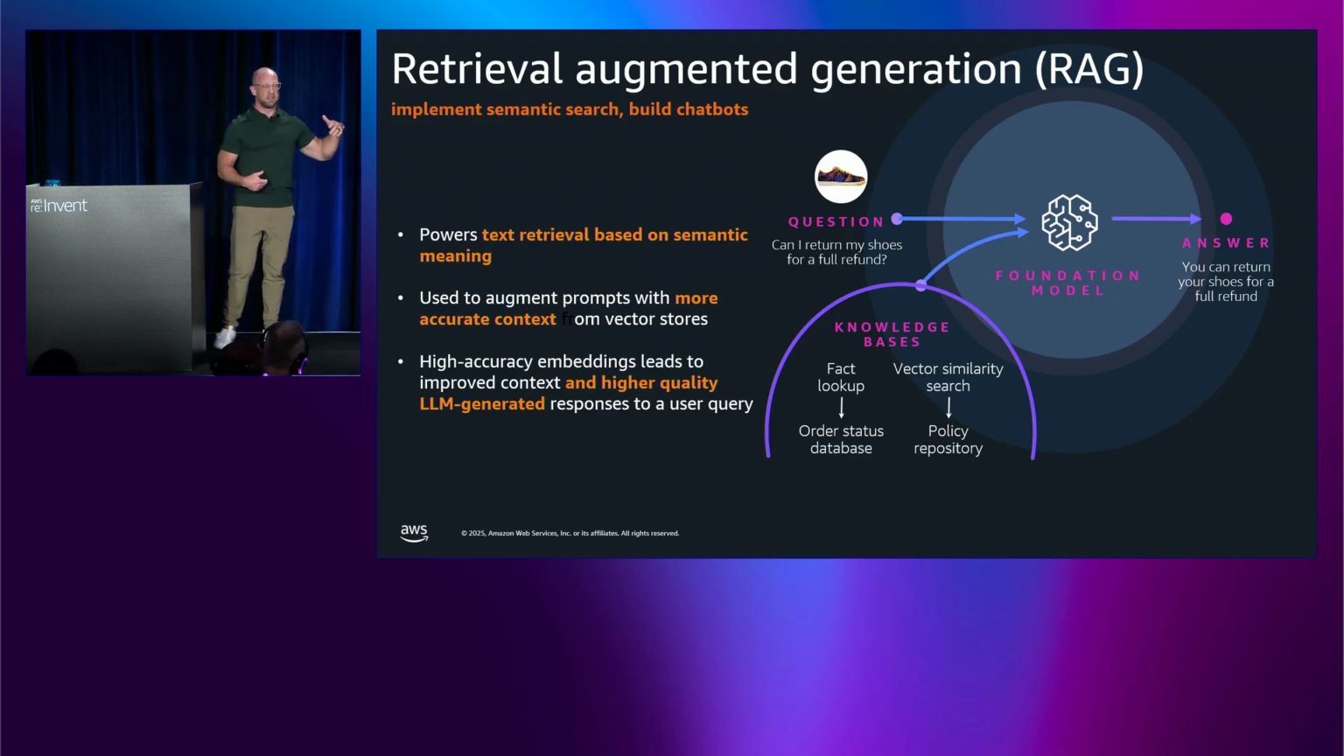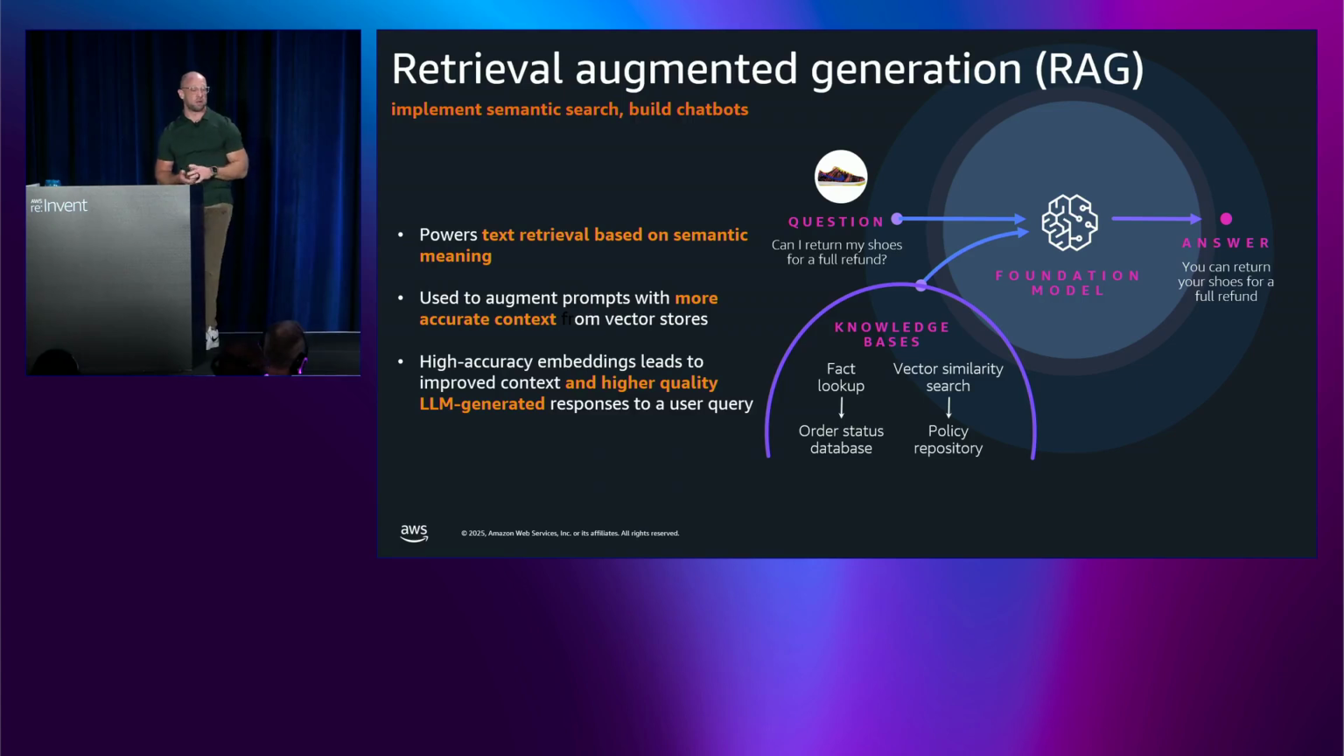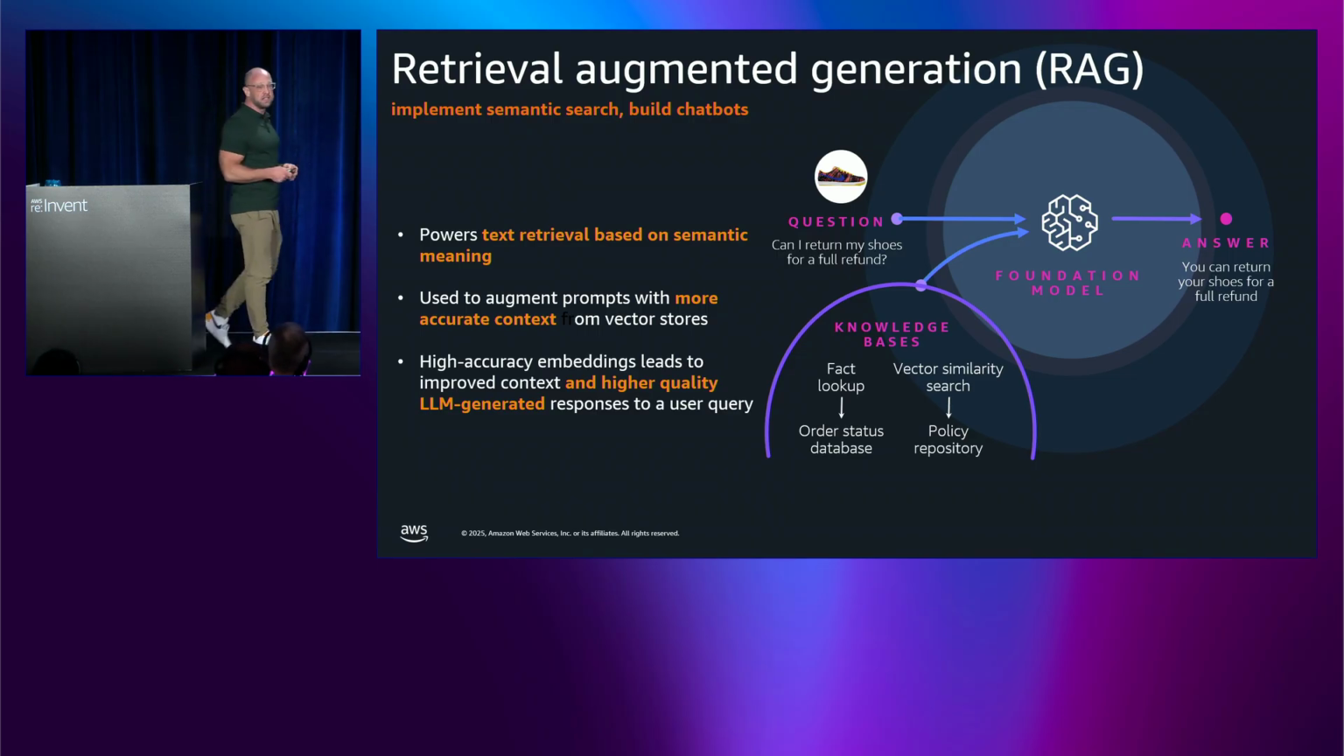For example, they say, can I return my shoes? I want to get a refund. This is where your operational data store comes in. So the agent is going to do a fact lookup against your database that has your inventory, or your database that holds that order information to get the relevant details.